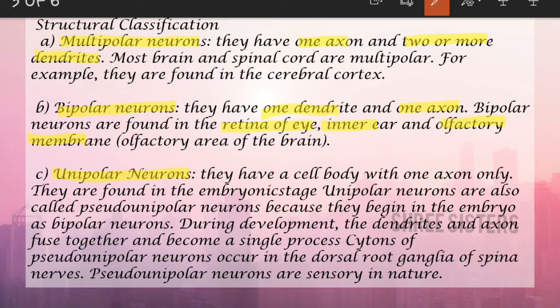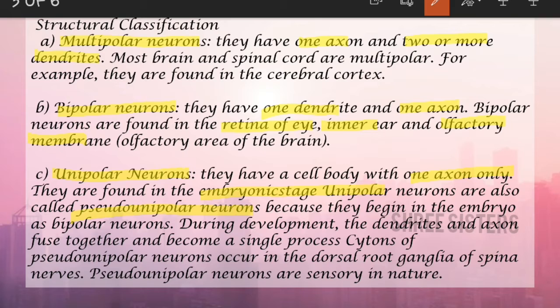And unipolar neurons, they have only one axon. You can relate to it like that and remember. They have only one axon. They are formed in the embryonic stage. Unipolar neurons are also called pseudo unipolar neurons because in the embryonic stage, they are bipolar, but they slowly convert into unipolar.